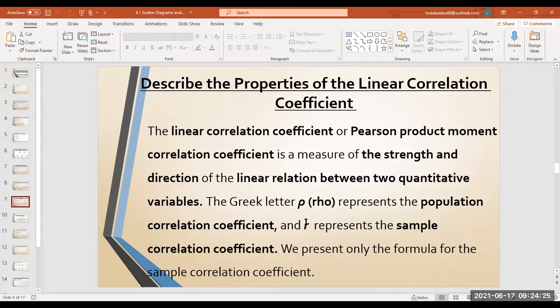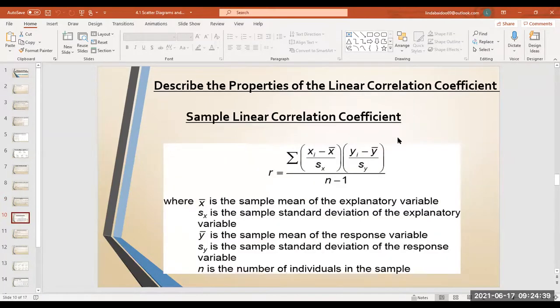For the purpose of this class, because it's an elementary algebra class, we only consider the small r. Small r is the sample correlation coefficient, and this is the formula for the sample correlation coefficient. If you want to know the strength of the straight line that you have, then we have to find r. r is a number which is between -1 and 1, inclusive. It can be -1, it can be +1, or it can be any number in between.